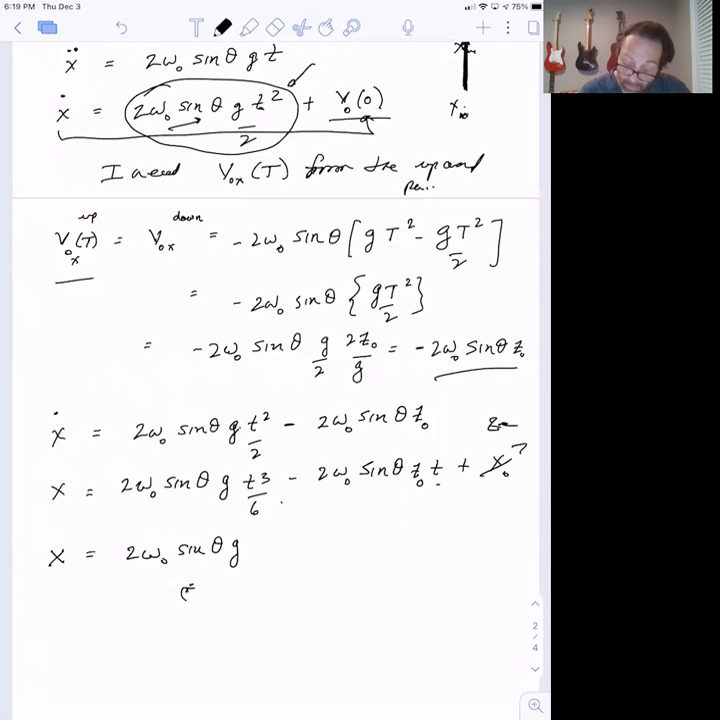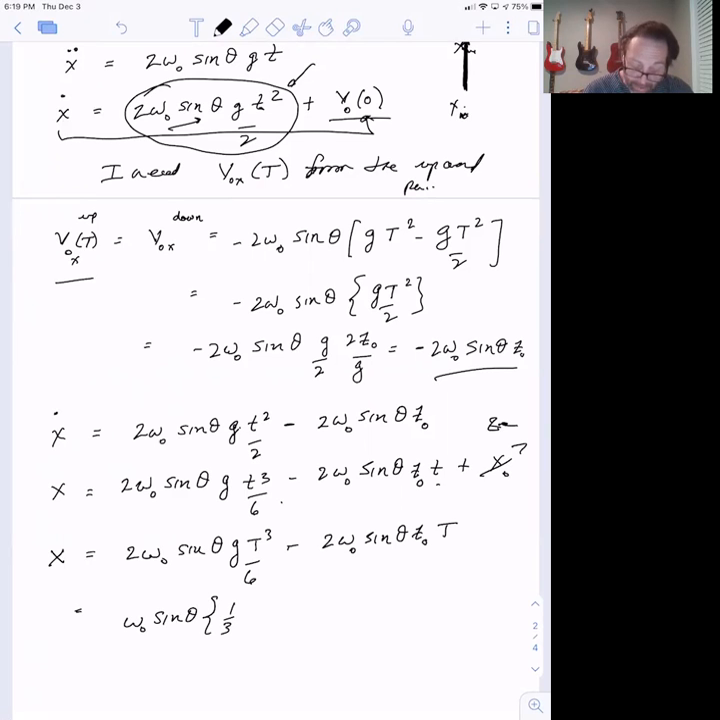Make sure I got that right. It's 2 omega naught sine theta g t cubed. Let's put the intermediate step, t cubed over 6. Yep. Minus 2 omega naught sine theta z naught t. The rest of this is just, that's a 1/3. Let's pull out omega naught sine theta to make this a little simpler to read. This is omega naught sine theta. 2 over 6 is 1/3.